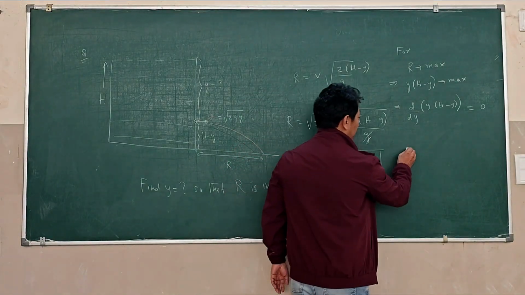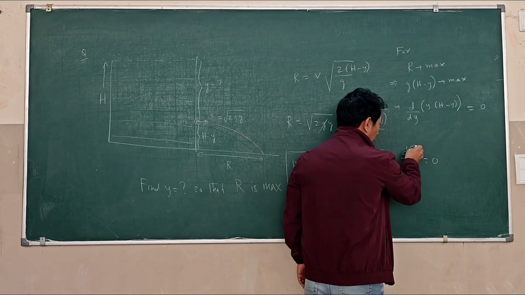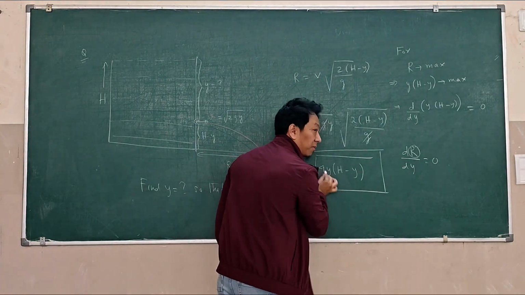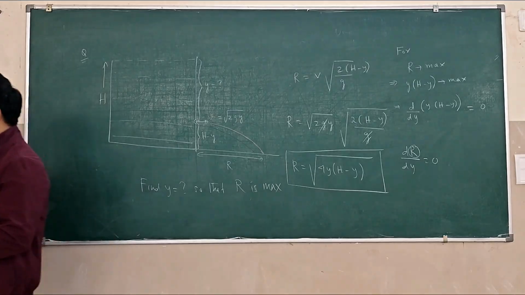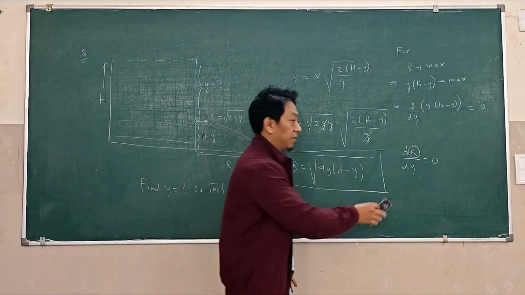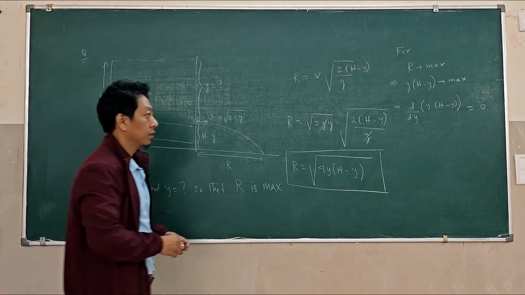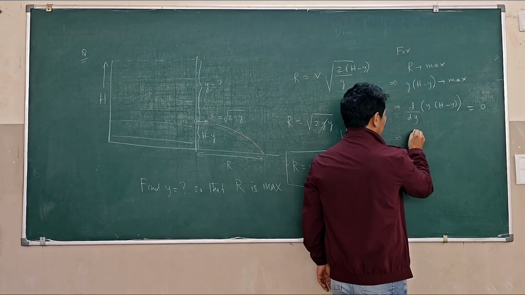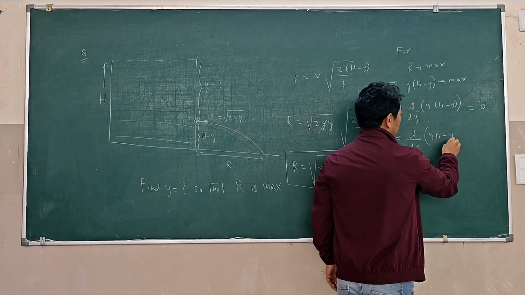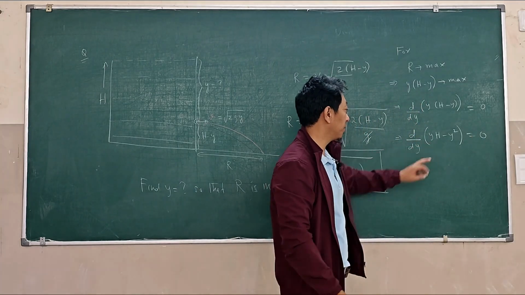You can do this also. You can make dr by dy equal to 0, but then you have to do differentiation for square root. Unnecessary, because if this is maximum, this is also maximum. So why to take differentiation of r? We will take differentiation of this itself. It will be easy to calculate. What are the two terms of the differentiation here? Y into (h minus y) square. Tell me differentiation of first term.